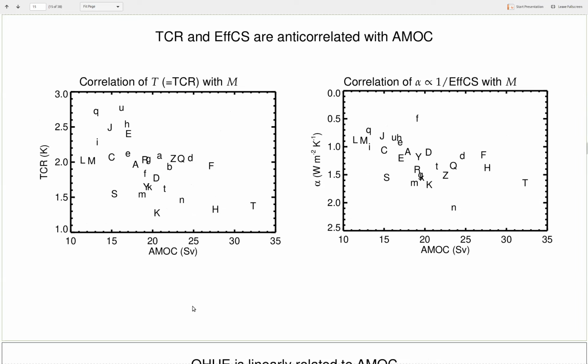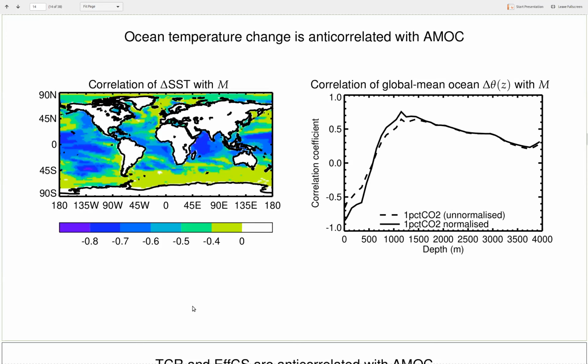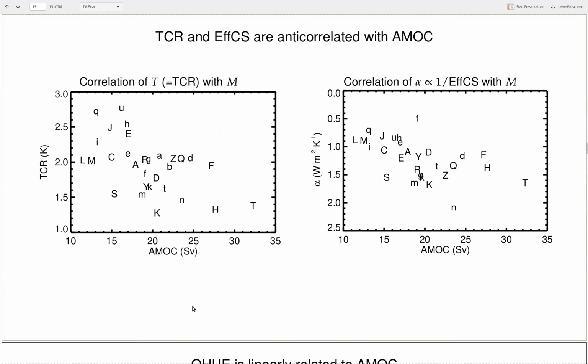Now, putting these facts together, just before I go on to that, this on the left here is another expression of the fact that you can see everywhere in the world, the surface warms less in models with a stronger control AMOC. That means that there is an anti-correlation across models between TCR, the global mean warming at the time of doubled CO2, and the control AMOC. And on the right, you can see that there is also a correlation between alpha and AMOC. That is, there is an anti-correlation between effective climate sensitivity and control AMOC strength.